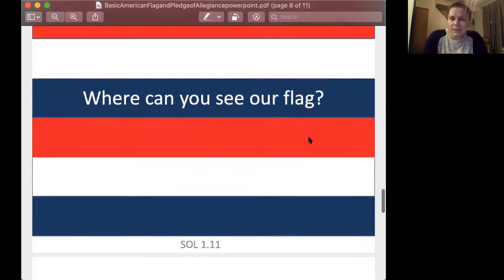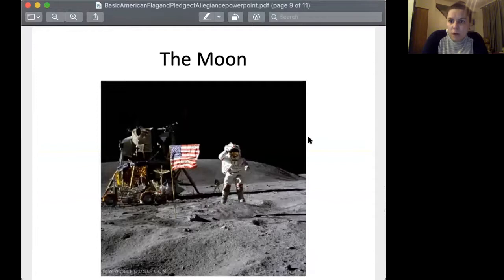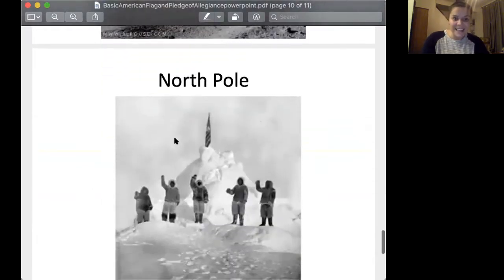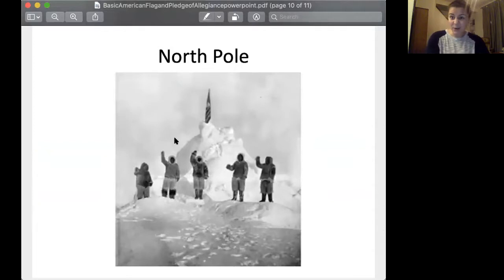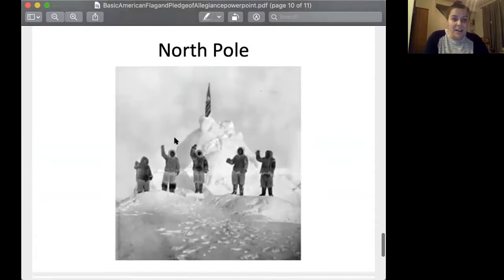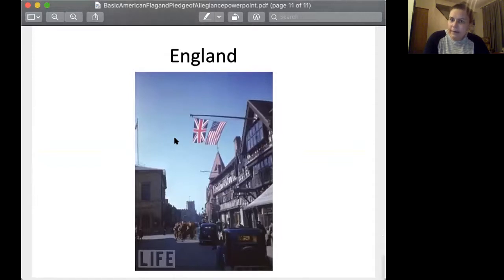But we could also see the flag on the moon. That is so cool. Oh my goodness, astronauts and the American flag? That's wild. The next is the North Pole. Have you guys ever been to the North Pole? I haven't. That'd be pretty cool. But there is an American flag there. Now what about, oh my goodness, England. That's another place. I know we have some buddies that have been to England before. That's pretty cool. So they have the flag for England, right? And the flag for the United States, for America.